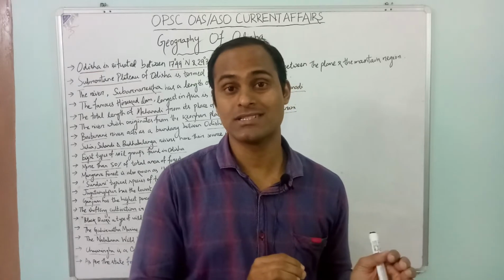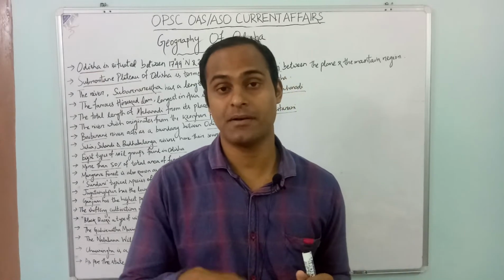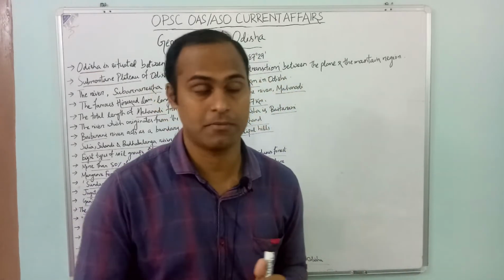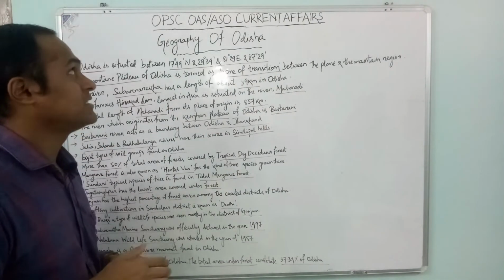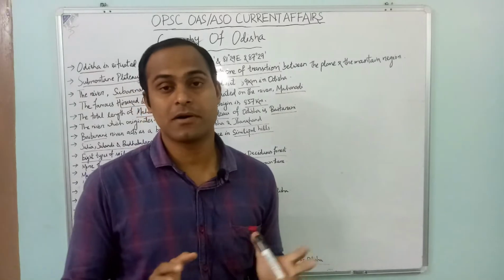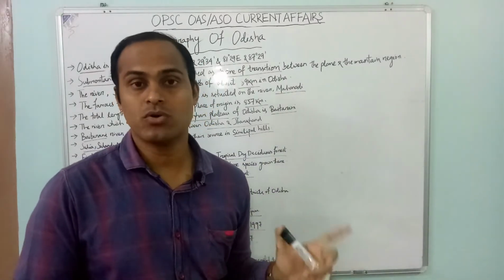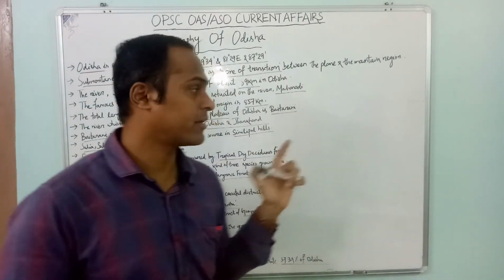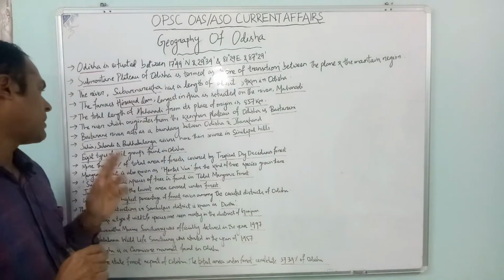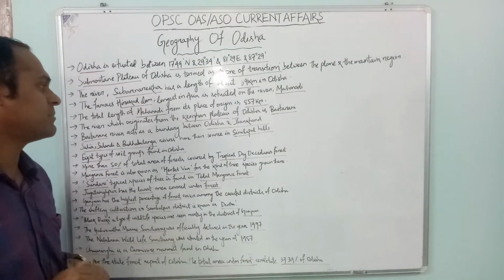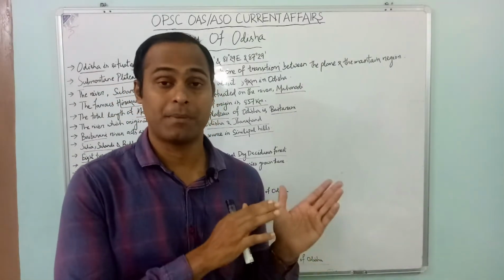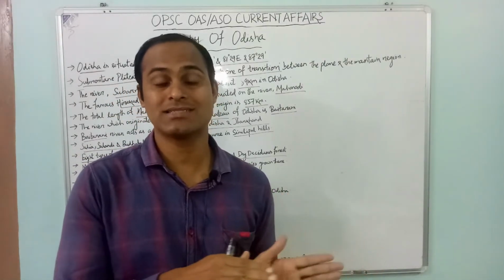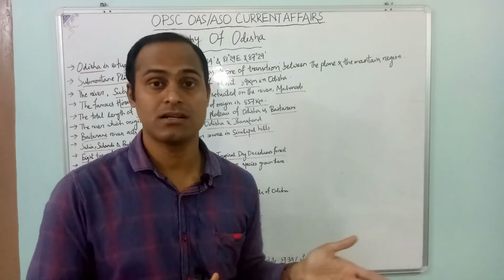Remember where Mahanadi originates from. Let me know in the comment box where Mahanadi originates from. Then the river which originates from Keonjhar plateau of Odisha is the Baitarani river. Which river originates from Keonjhar plateau? It is Baitarani river. Baitarani river acts as a boundary between Odisha and Jharkhand.